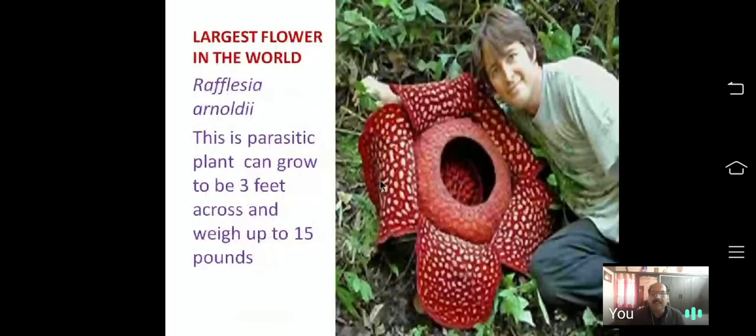Now I am showing the world's largest flower. Its name is Rafflesia arnoldi. This is a parasitic plant. It can grow to be 3 feet across and weigh up to 15 pounds. This is the largest flower in the world. Name: Rafflesia arnoldi.